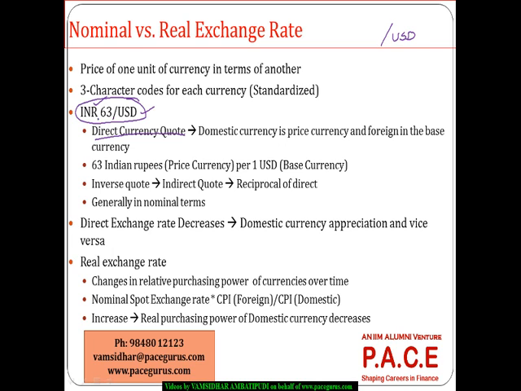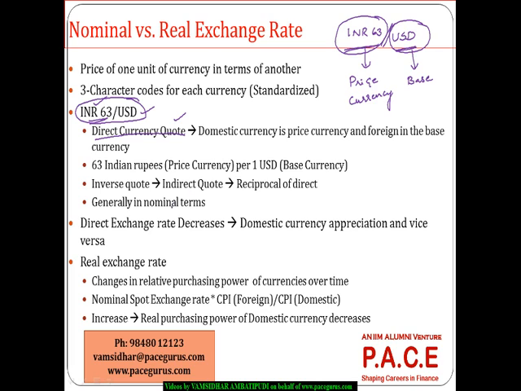So in this case INR is my domestic currency, because in a direct currency quote I will be writing it as per one unit of foreign currency, how many units of domestic currency are required. To buy 1 unit of foreign currency, how many units of domestic currency are required? In this case, the domestic currency is called the price currency, and the foreign currency is called the base. So for 1 unit of base, how many units of price currency are required is a direct currency quotation. So 63 Indian rupees, which is the price currency, per 1 US dollar, which is the base currency.